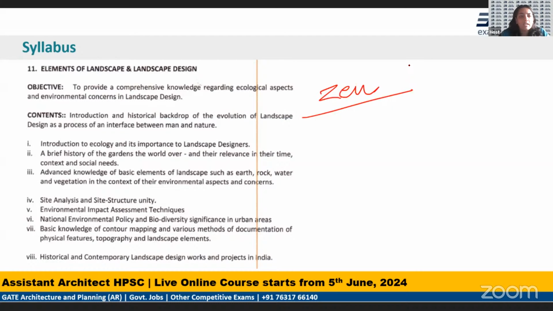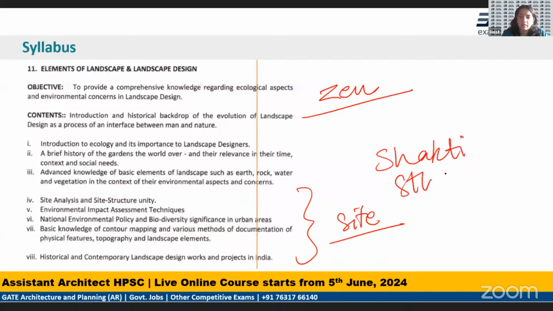And from that, again, at a site level or a larger scale level, you are expected to know about the environmental impact assessment plus site analysis. What is your biodiversity significance by your environment acts? How to do contour mapping, documentation, all of that is important. Plus ongoing projects or historically important landscape projects, right? Like for example, Shakti Sthal, who has designed it. So knowing all these important projects is a benefit.